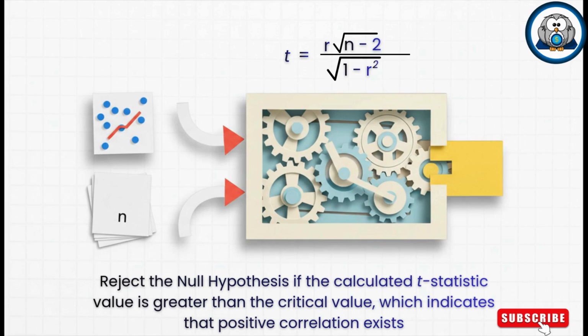Now, this formula right here, this is the engine that drives the whole test. It looks a little intense, but you're really just plugging in two main things. R, which is the correlation you found in your sample, and N, which is just how many data points you have. The formula cranks through it and spits out a single number, our T statistic. That one number tells us how significant our finding is, and it's what we use to make the final call.